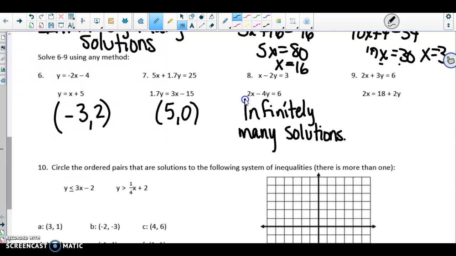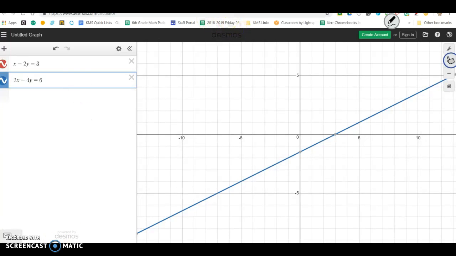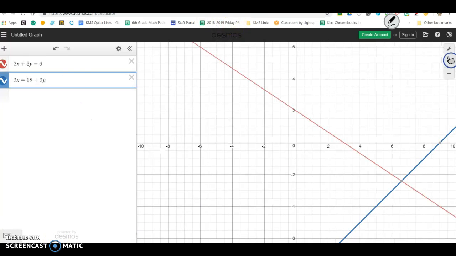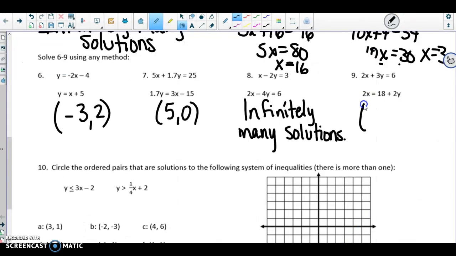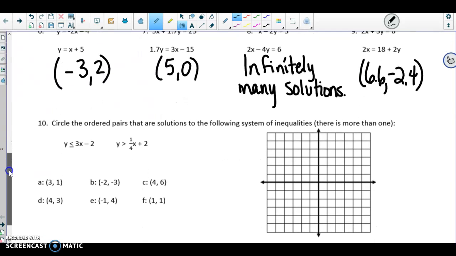And finally, the last one, 2x plus 3y equals 6 and 2x equals 18 plus 2y. I'll jump back over here, and we have an intersection at the point (6.6, -2.4). So (6.6, -2.4). All right. So when we can choose, that's what I would do.